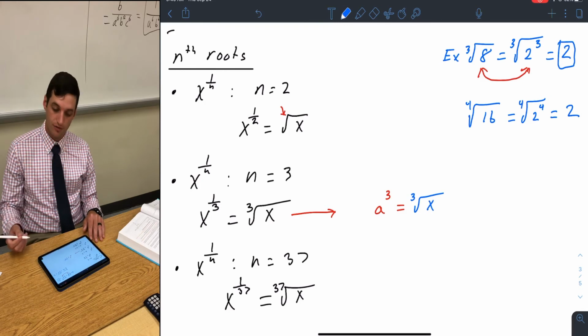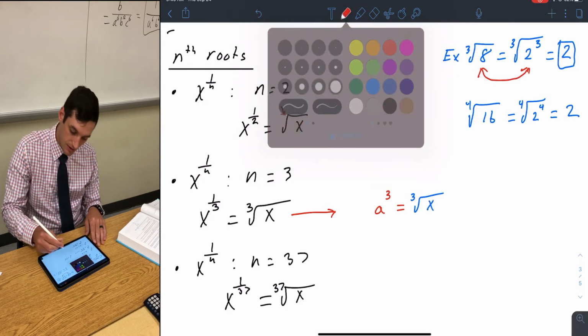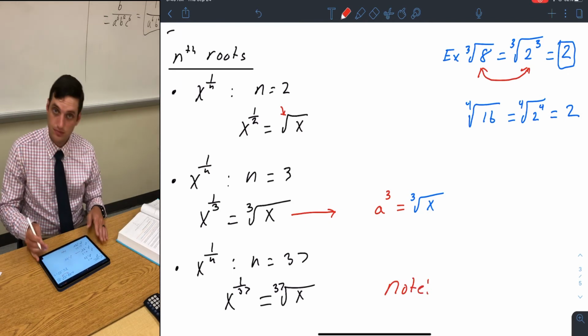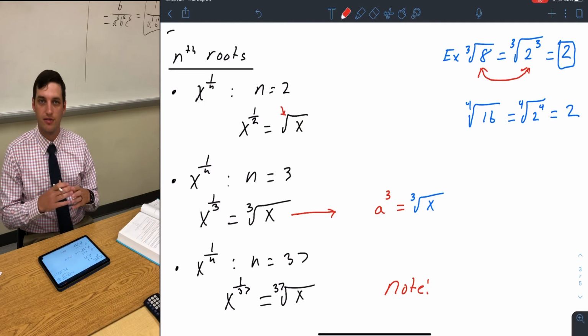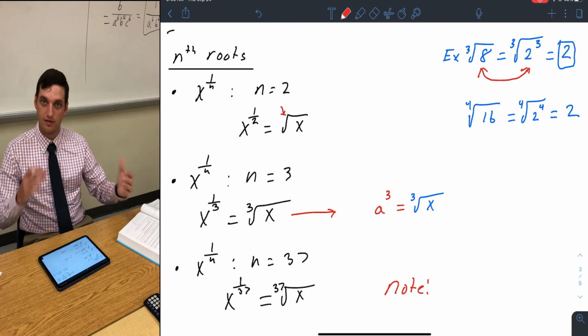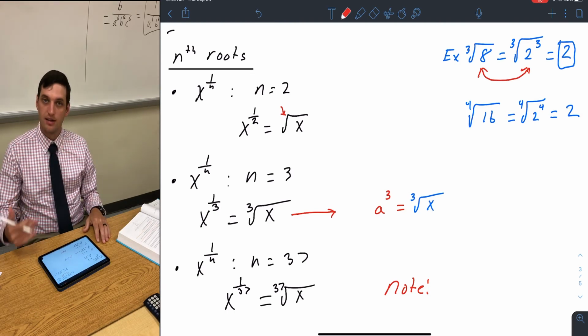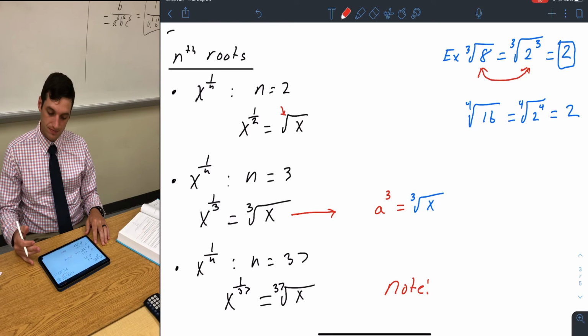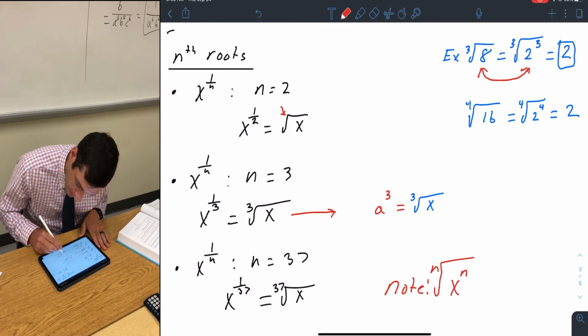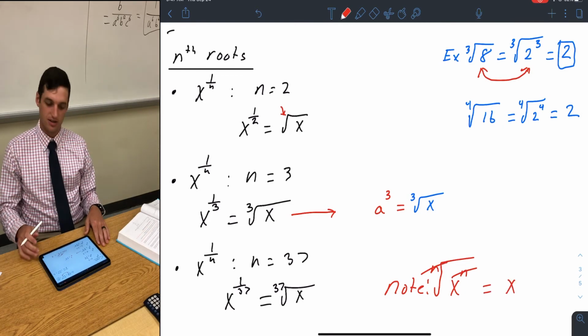Now, when you have a 4th root, I'm going to write this as a note. Whenever the exponent of the base is equal to the root of the radical, then you can cancel them out. So I'll write that out. x to the nth raised to the nth power, that cancels with that, and then you're left with x. Okay, so let's leave that as a note, and we'll go from there.